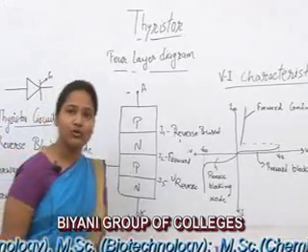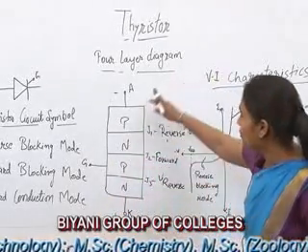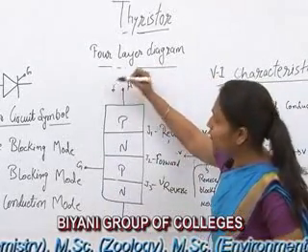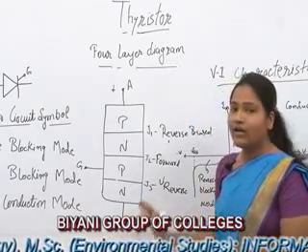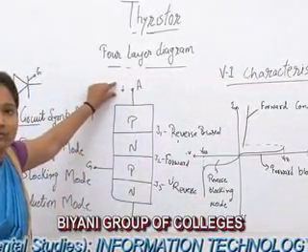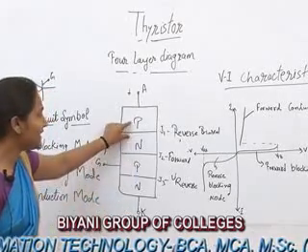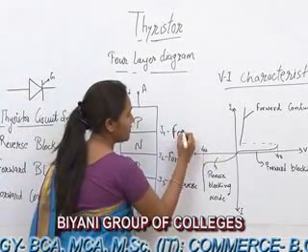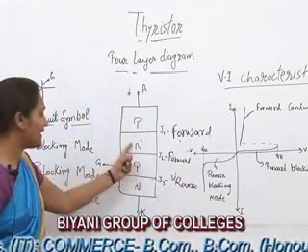In the forward blocking mode, we provide the forward supply to the anode and cathode terminals of the thyristor. Forward supply means the anode is provided with the positive terminal of the supply and the cathode is provided with the negative terminal of the supply. Now look what happens to the working. P is connected to the positive terminal of the supply, N is connected to the negative terminal of the supply, which puts junction J1 in the forward bias region. Junction J1 in this mode is forward, as P is connected to positive and N is connected to negative.